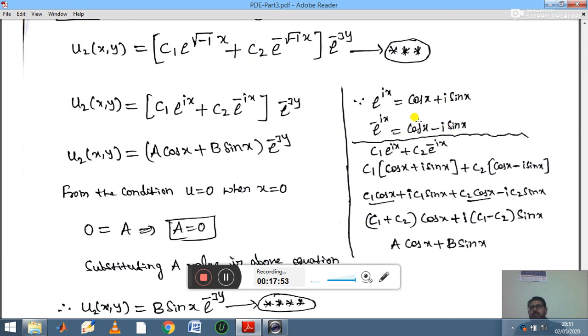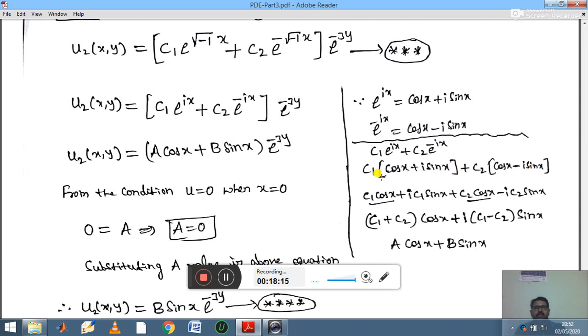So use these two results here. Therefore you are getting... okay, let us simplify this. Here I simplified by taking this term c1 into e power ix plus c2 into e power minus ix. In place of e power ix you are writing cos x plus i sin x. In place of e power minus ix you are writing cos x minus i sin x.